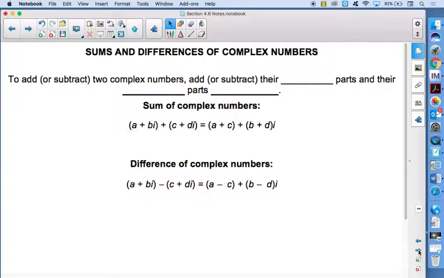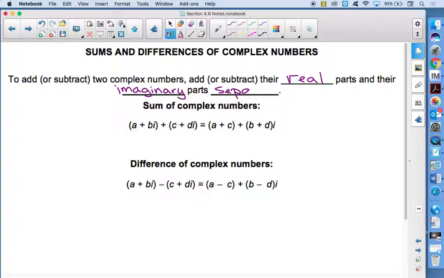So to add or subtract two complex numbers, you have to add their real parts. So essentially, if it's a real number, it gets added to another real number. And then their imaginary parts separately. So the real gets attached with the real, the imaginary gets attached with the imaginary. They never combine together. Say if there's an unsimplified radical, those would be separate as well. So it's showing you here if I take a plus bi, c plus di.